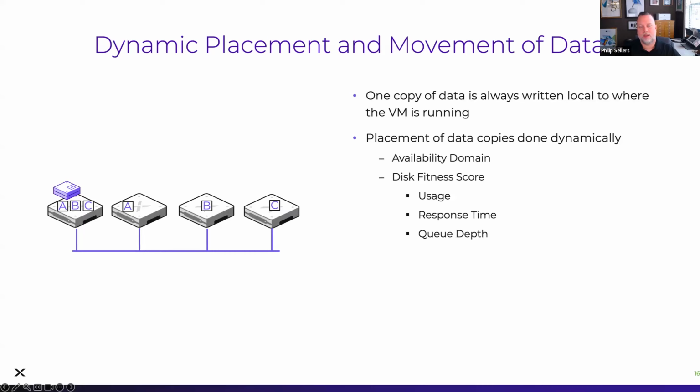So there's a lot of different algorithms that go into how do we place the data across the cluster. Some of those different metrics that are used are here: usage, response time, queue depth. All of those go into the placement of data. And then there's back-end processing and things that happen. Do we have copies of all of those different blocks of data across different nodes? Are they accessible?